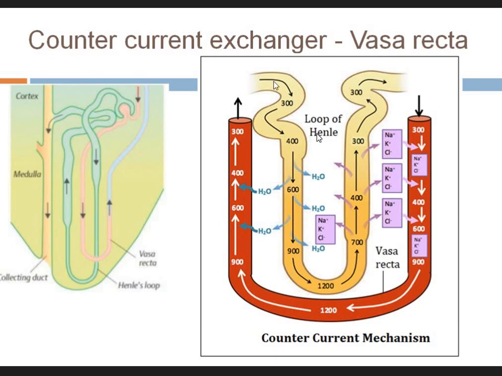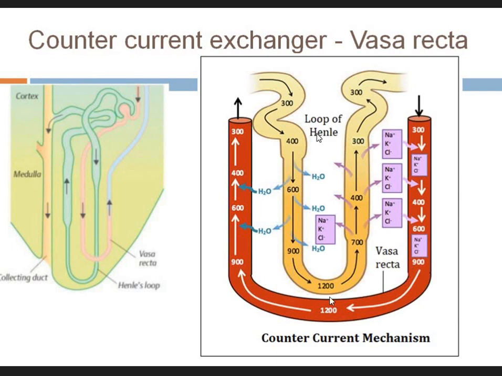If you just concentrate on this figure, this yellow portion is the loop of Henle. What we studied till now is that 300 milliosmoles of fluid is entering the loop of Henle. In the descending limb of the loop of Henle, so much water is being reabsorbed and the concentration keeps on increasing till the tip. It is 1200 milliosmoles per liter. And as the fluid goes up, again the concentration keeps on decreasing.